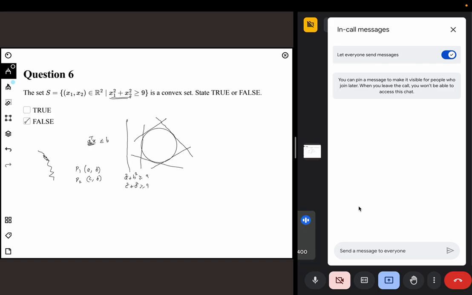Or maybe I can show it directly on the graph. So this is basically the entire space, everything except the circle, since it is greater than or equal to 9. But the origin should be somewhere here. So if I take one point here and another point here and take a linear combination, that point will come here inside the circle, which means it is outside the set that I want. So it is not convex.